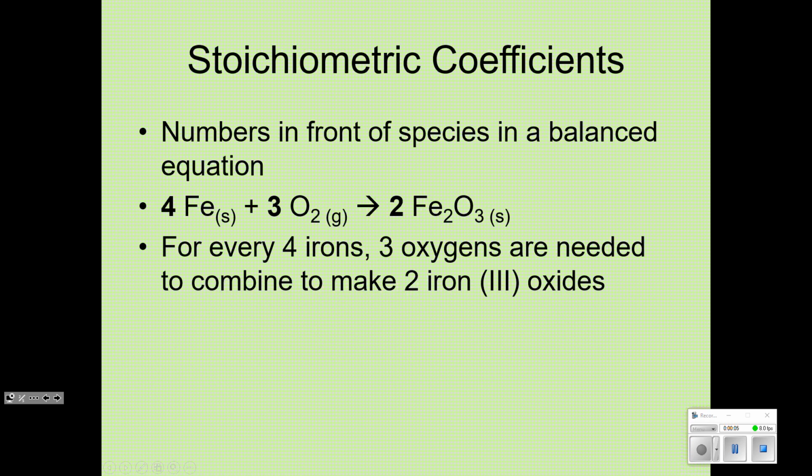Remember the numbers in front of a balanced equation. They have two purposes. One is conservation of mass: the number of atoms on the left side of the equation has to equal the number of atoms on the right side of the equation. But those stoichiometric coefficients are also what we use within stoichiometry to convert from one thing to another.